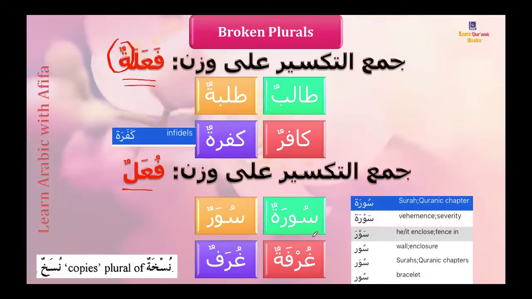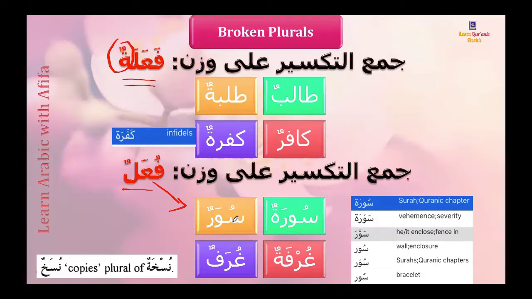Here's another pattern, fu'alun. So a very common example is suratun, which means a surah. And what is the plural? It follows this pattern. Look, suwarun, suwarun. It follows this pattern here. If you observe, it has a dhamma on the first letter, a fatha on the second letter, and then a tanween on the last letter, suwarun.